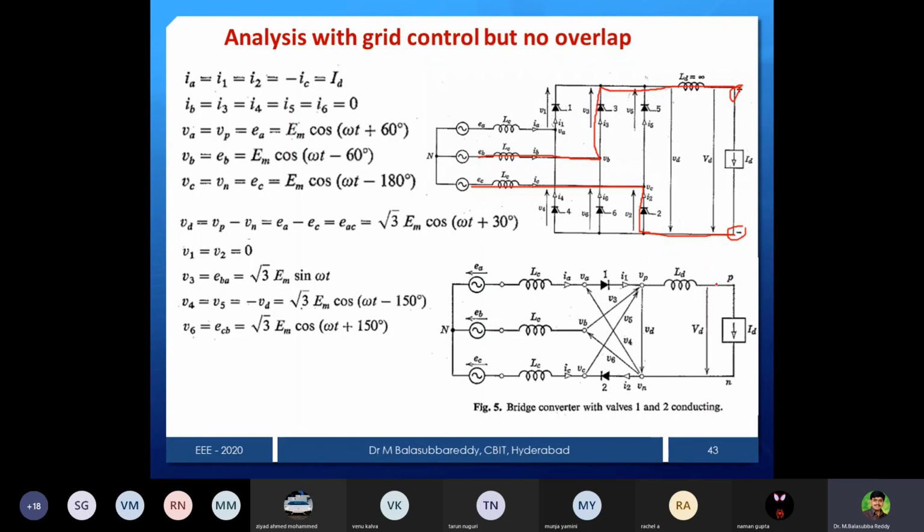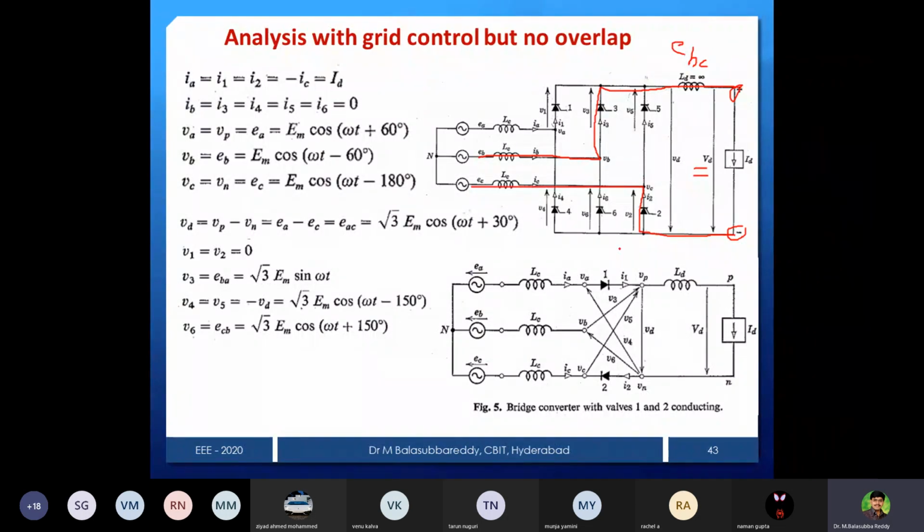Now what is the output voltage? This voltage minus this voltage is VD, and VP is directly connected to EB and VN is directly connected to EC. Then the output voltage is equal to EBC. This is your output voltage. So you just shade the EBC.